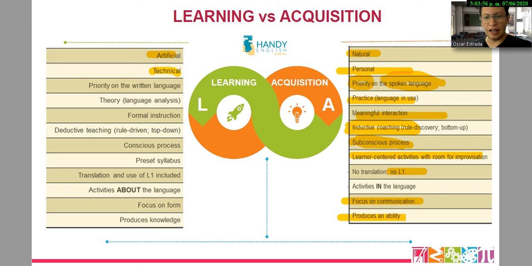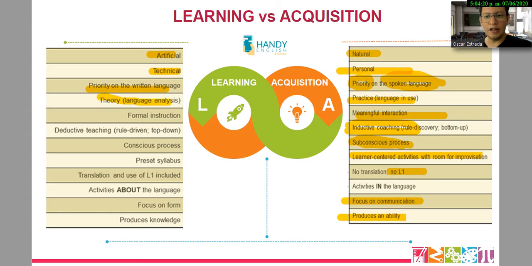It is technical because we are learning about the rules, the structures, the strategies, etc. Its priority is on the written language because we're going to perform the written ability, right? Plus the other abilities as well. But the writing ability is going to be really important. It's going to play an important role in the process of learning the language.